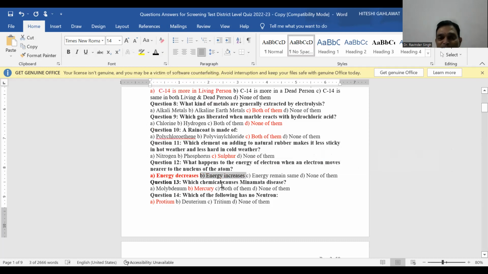Question number 13, which chemical causes Minamata disease? That is mercury. Which of the following has no neutron? That is protium, H-1-1, because it has atomic number 1 and mass number 1, so 1 minus 1 is 0, so the neutron is 0.